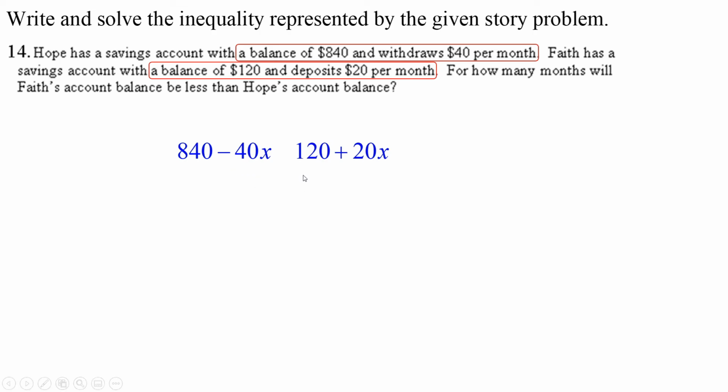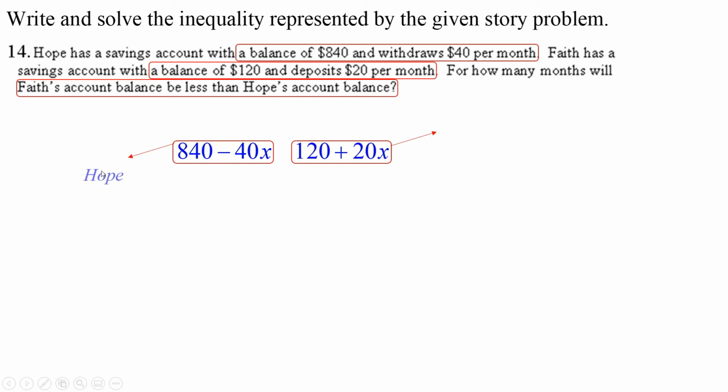For how many months will Faith's account balance be less than Hope's account balance? So let's make sure we know which one is which. So wasn't this expression on the left Hope's account balance? And the expression on the right is Faith's account balance? And now let's put in the appropriate inequality. So I need to have the less than, and I'm reading from Faith right here. So Faith has to be less than Hope. Do you agree with that? Or you could have said Hope is greater than Faith right there.